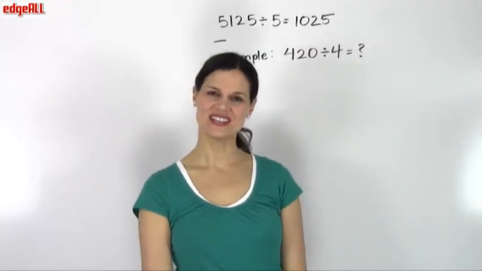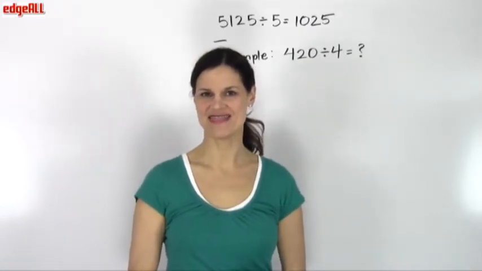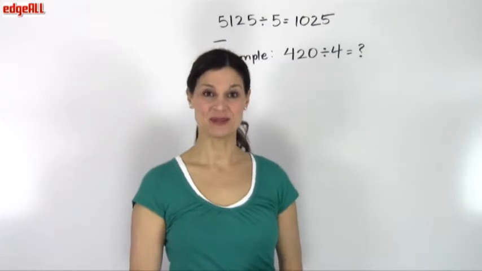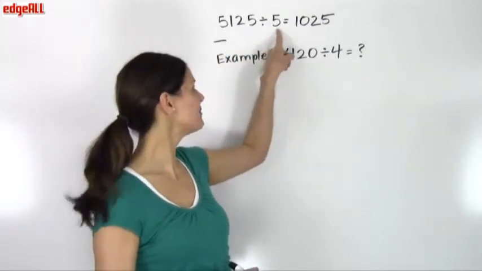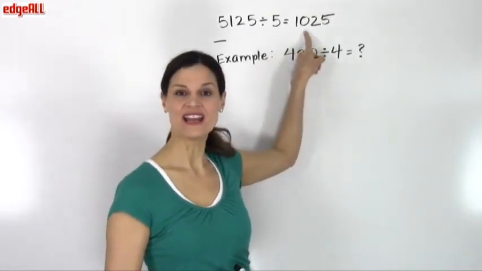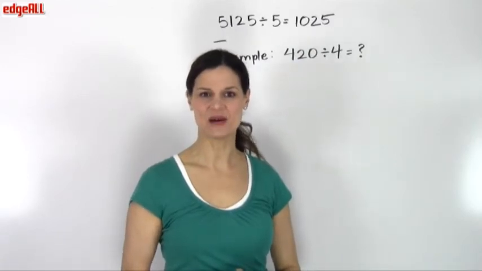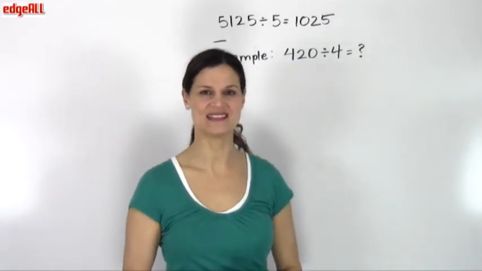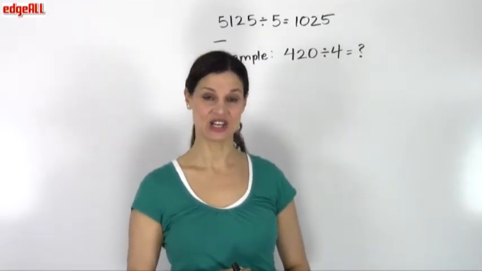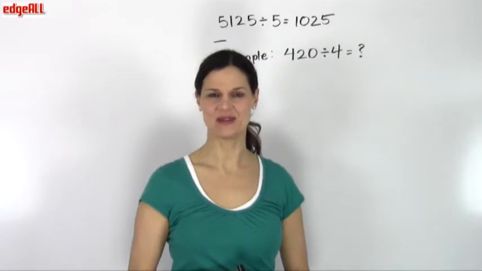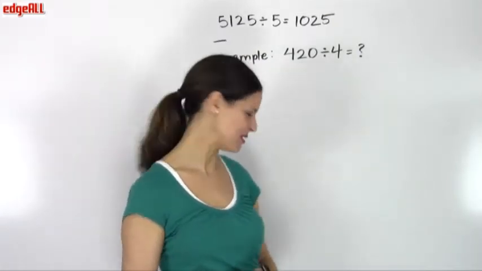When working with division, many students run into trouble when a 0 appears in the quotient. For example, when we're solving a problem like 5,125 divided by 5, we have a 0 in our quotient. It can be easy to get hung up when that 0 appears, and kids tend to make mistakes. To understand it better, let's work out a problem in which a 0 will appear in our quotient.